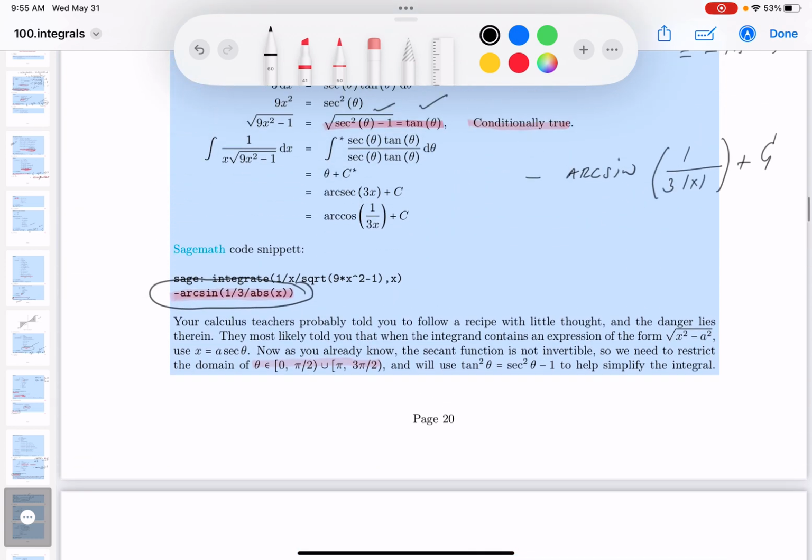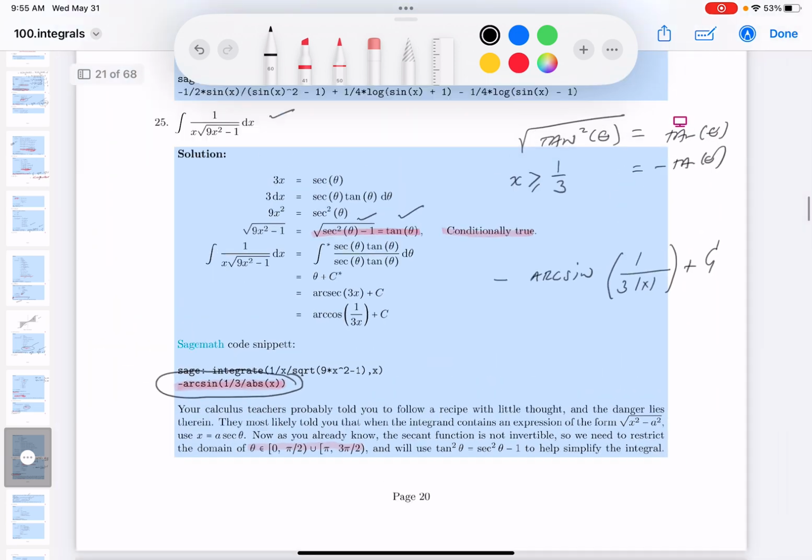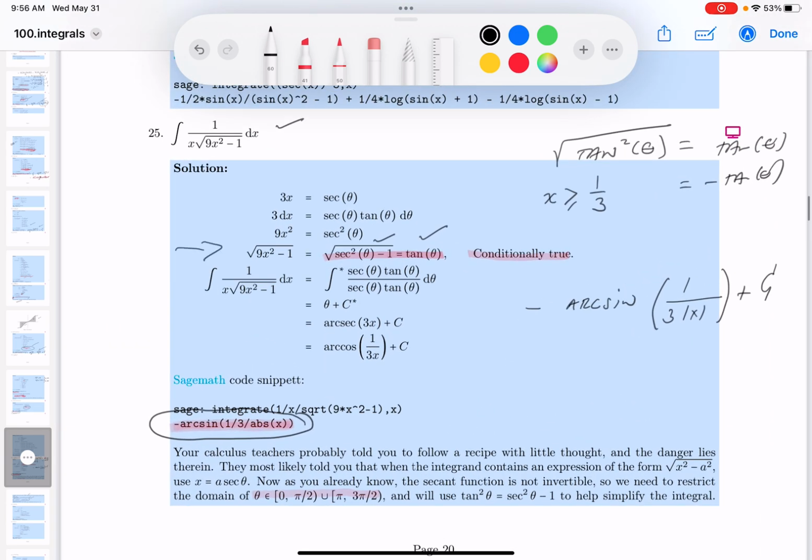Again, where did the problem creep into the problem over here? In this stage, sorry about that. At this stage over here. It crept in, all right?